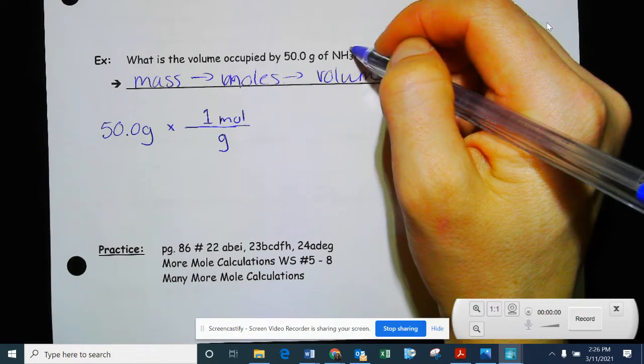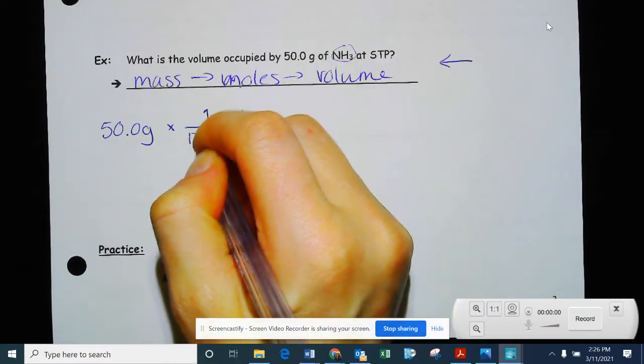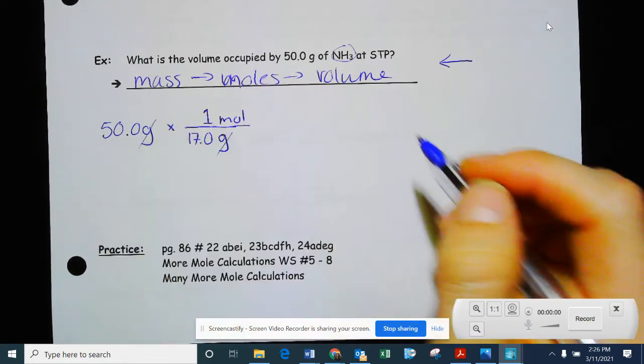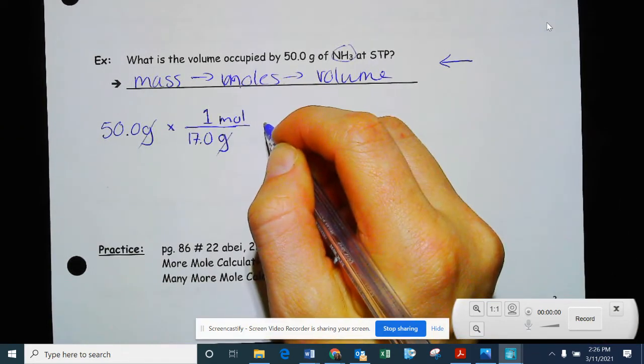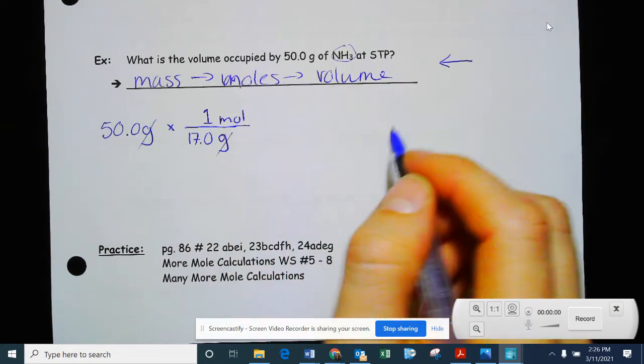I need to figure out the molar mass of NH3. So if you look at your periodic table, anybody figure out what the molar mass of NH3 is? Do you say 18? 17, good. Okay, 17.0 grams per mole. So that's canceling out my grams. Okay, and then next thing is I'm going to volume. So I've got mole, yeah.